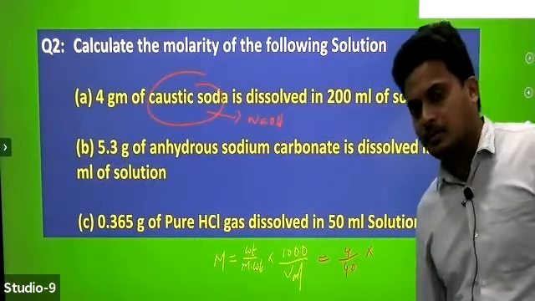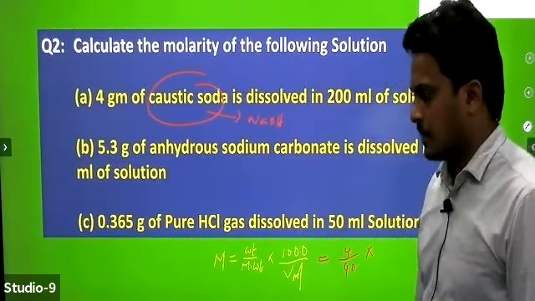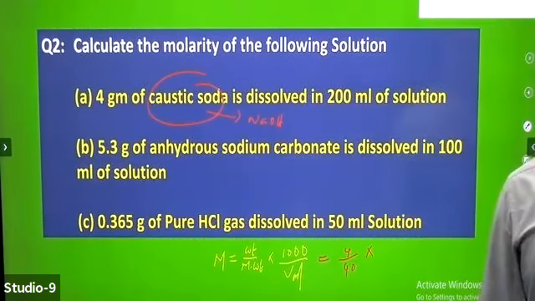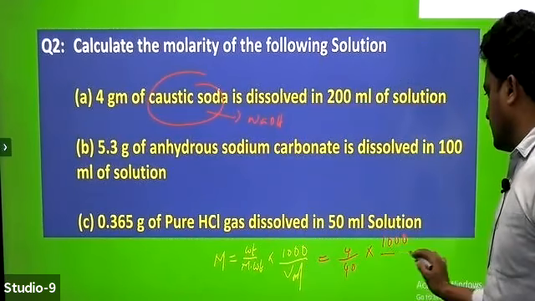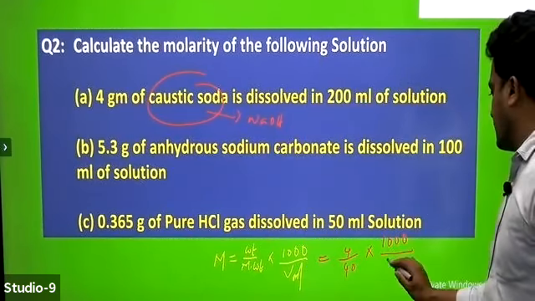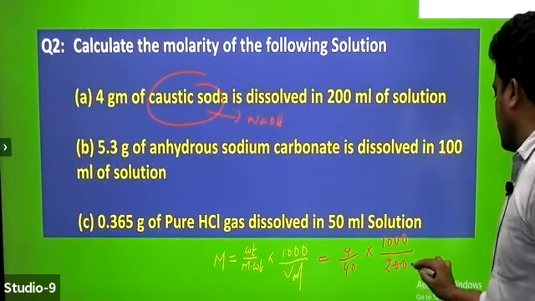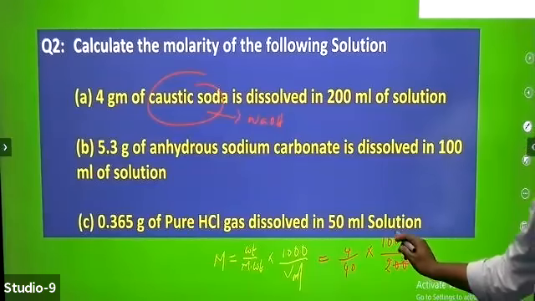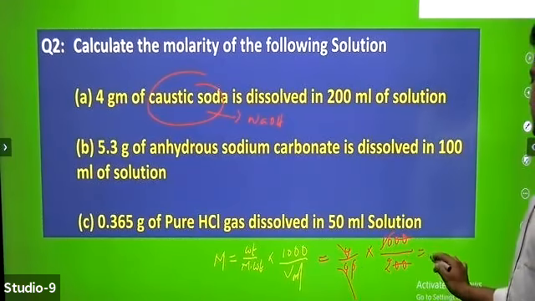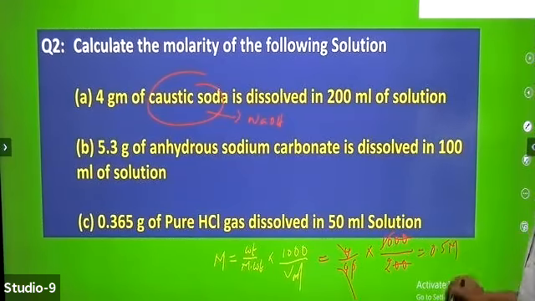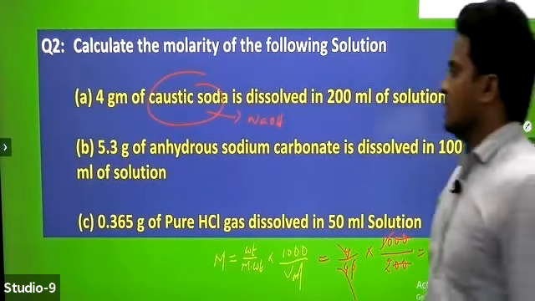Molecular weight of sodium hydroxide is 40. How much did you get? 0.5. Volume of the solution 200 ml. Two zeros cancel, again the zero gets cancelled. 4 cancelled, 1 by 2, 0.5 molar. What molarity? 0.5 molar. Okay. Now calculate this one.